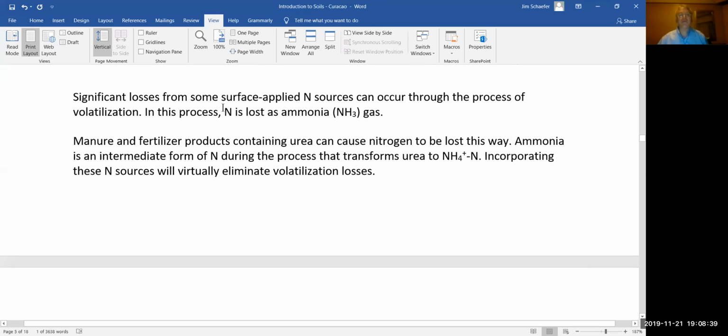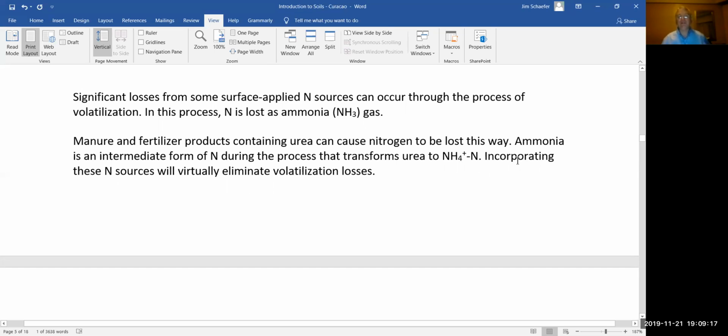Significant losses from some surface supplied nitrogen sources can occur through the process of volatilization. In this process, nitrogen is lost as an ammonia gas. Manure and fertilizer products containing urea can cause nitrogen to be lost this way. Ammonia is an intermediate form of nitrogen during this process that transforms urea to ammonia and nitrates. Incorporating these sources will virtually eliminate volatilization losses.